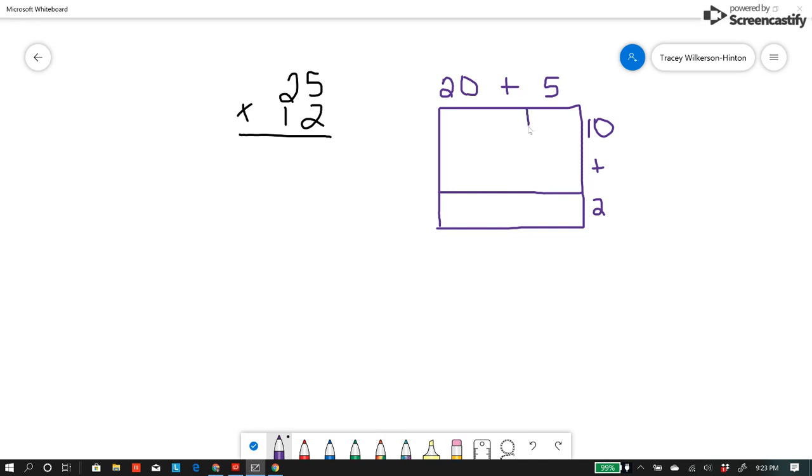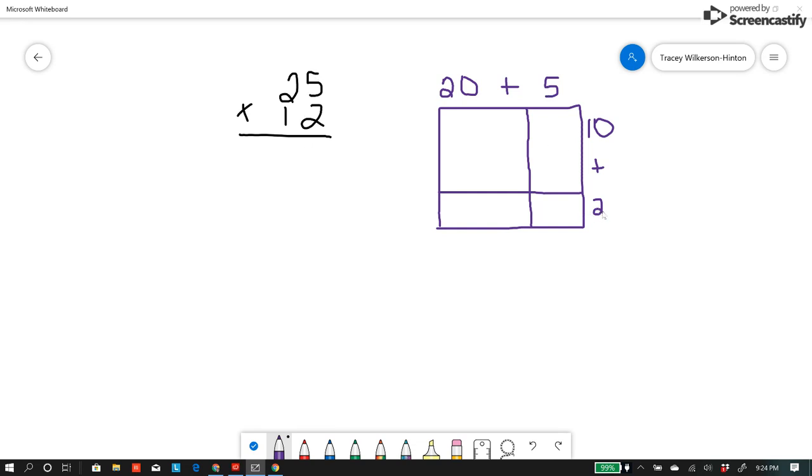Y'all want to make sure that your area shows a representation of what the number will look like. If the product is a big number, you want to make sure that your square area represents that number. Okay, so now what we're going to do is cross multiply, just like you would if you was to do it the standard way.